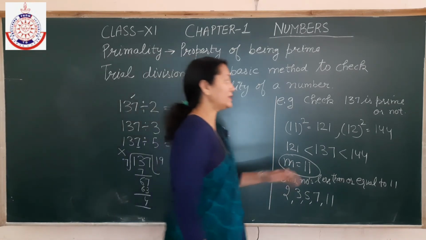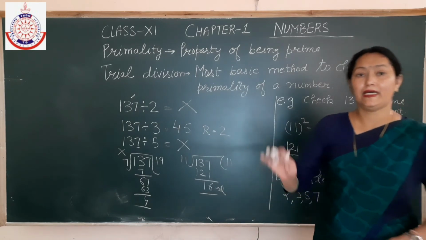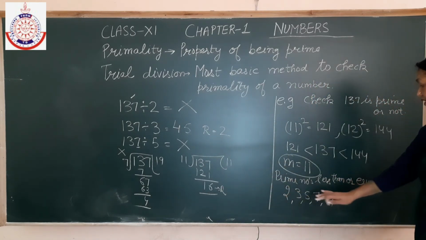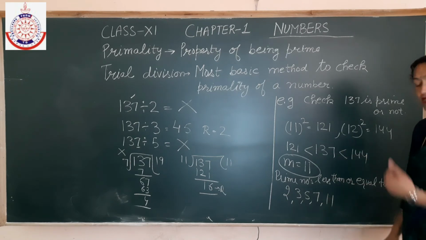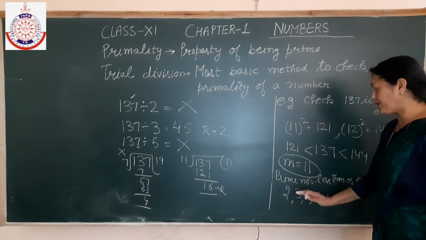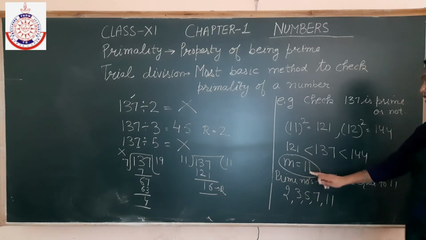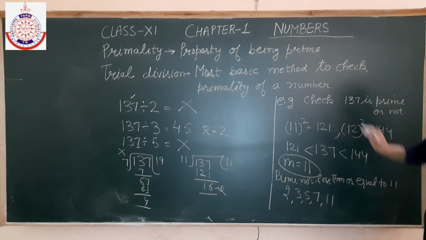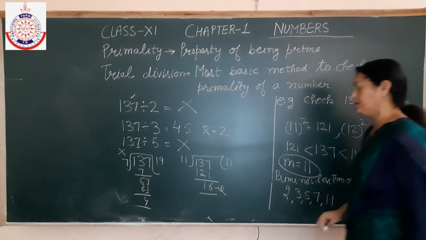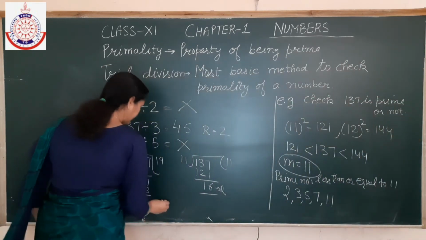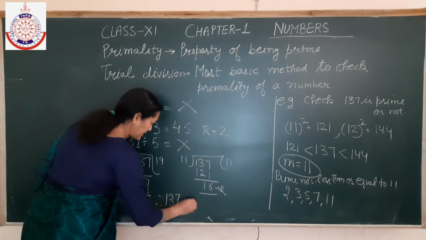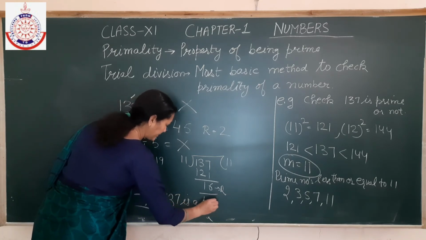What it is showing is that the given number 137 is neither divisible by 2, nor by 3, nor by 5, nor by 7, nor by 11. So it is not divisible by any of the prime numbers that are less than m. So what is the conclusion? That 137 is a prime number. Therefore we can say 137 is a prime number.